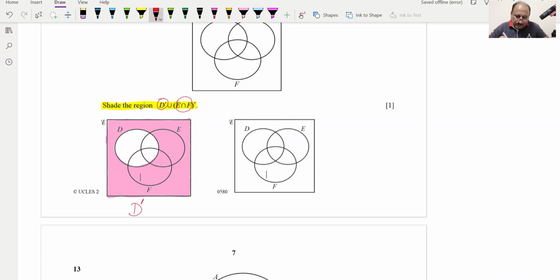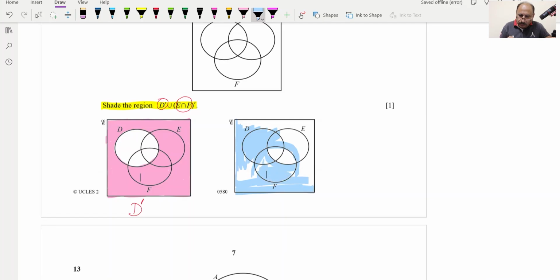What is E intersection F? E intersection F is basically this region. But they are asking for the complement of this region. So if we shade the complement of this region, the complement will be the outer region of this one, and we can shade the complement like this one. So I will remove the inner shading, and we can shade the outer region like this. So this will be the second portion.